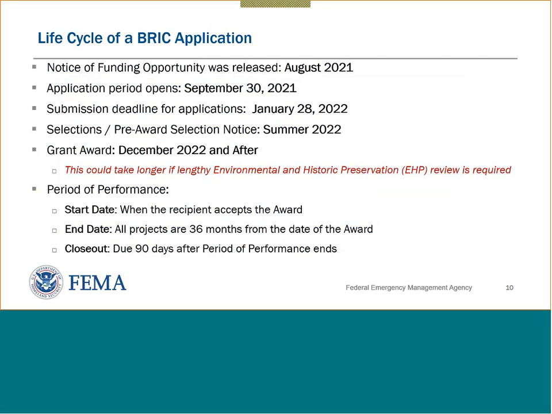It's important that you understand that once you submit your sub-applications, the applications go through a variety of steps. The grants are not awarded immediately, nor within a couple months after submittal. The pre-award selection notice will come sometime in September of 2022. So we estimate that awards for BRIC fiscal year 2021 will be made in December of 2022, or it could be later, depending upon the level of programmatic review or EHP review that's needed.